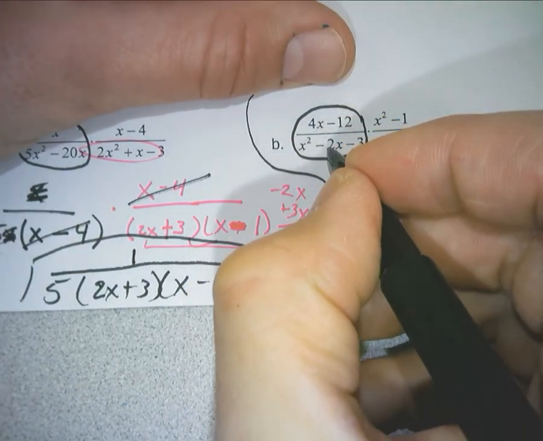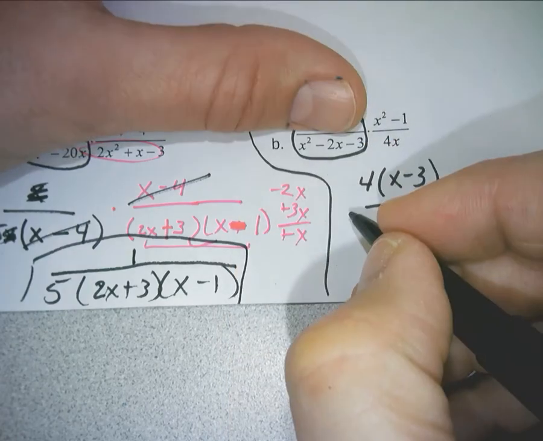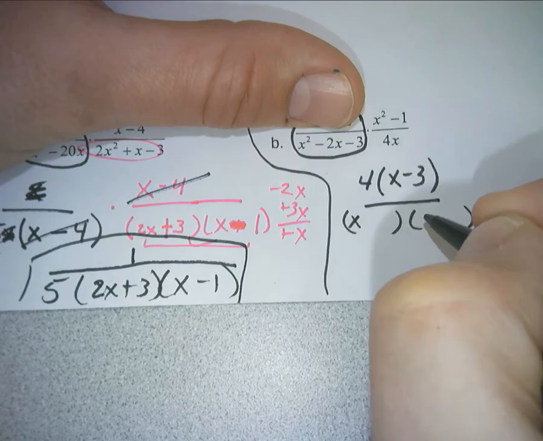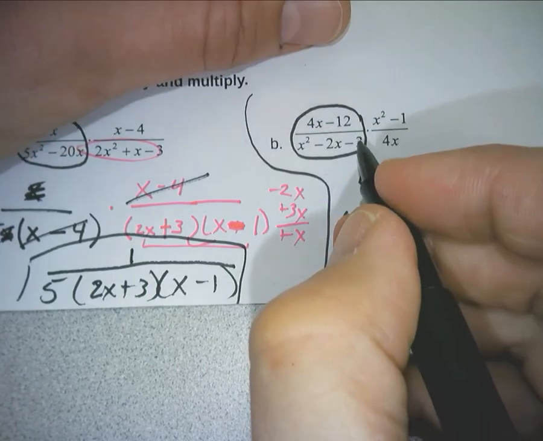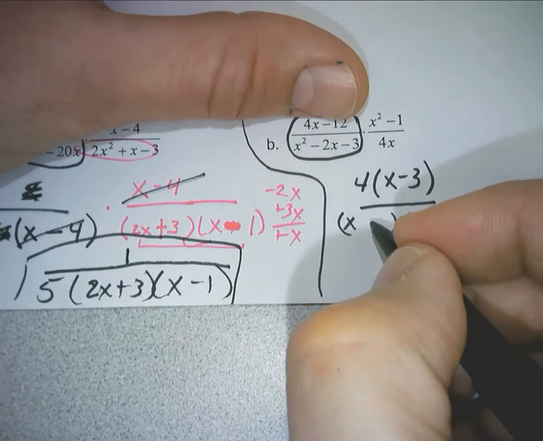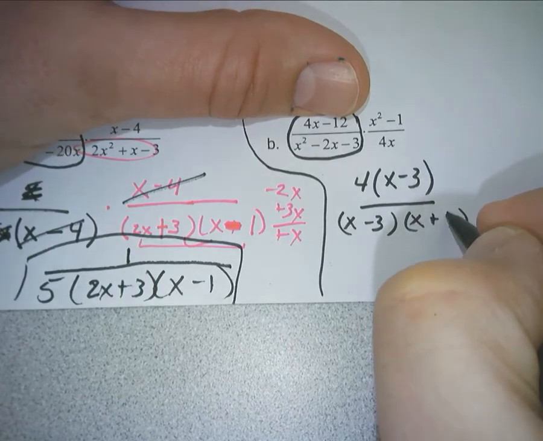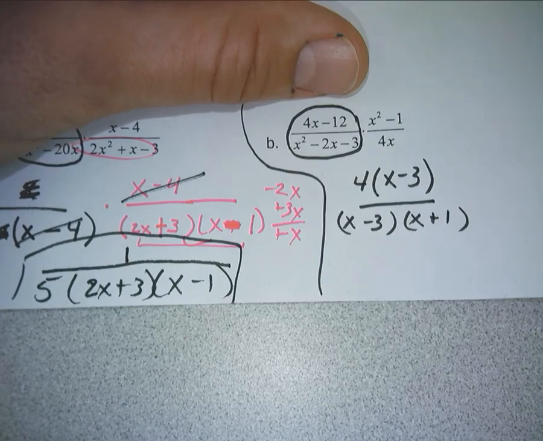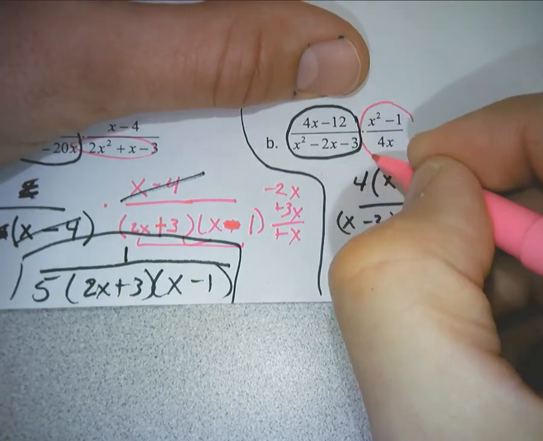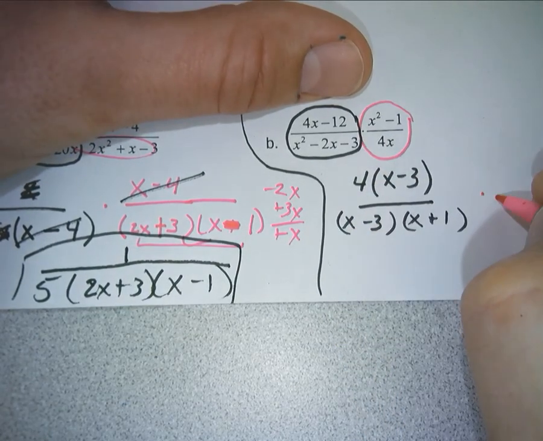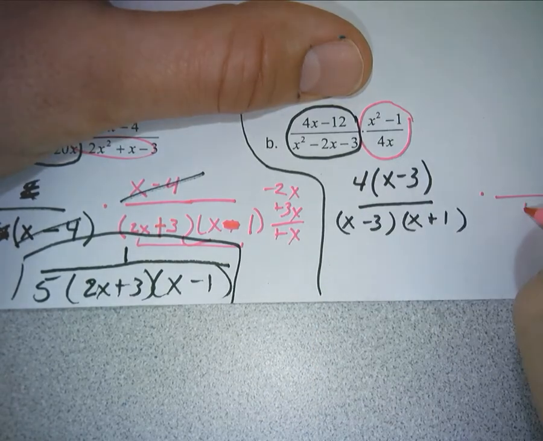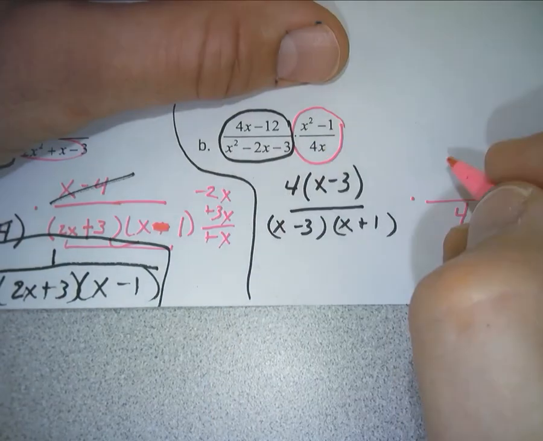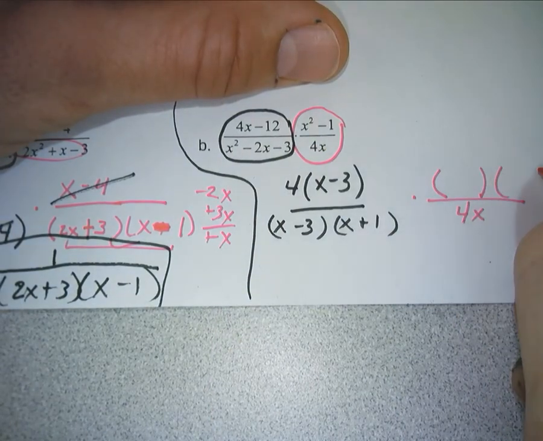On the bottom, I've got x squared minus 2x minus 3. So I'm going to factor that trinomial. Factors of x squared are x and x. And then factors of negative 3 that add up to negative 2 are negative 3 and positive 1. Okay, so far so good. I'm going to factor this guy here. The 4x on the bottom doesn't factor. I'm just going to leave it 4x. But x squared minus 1 factors.